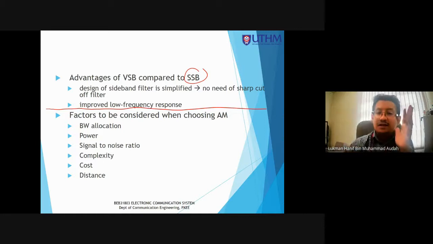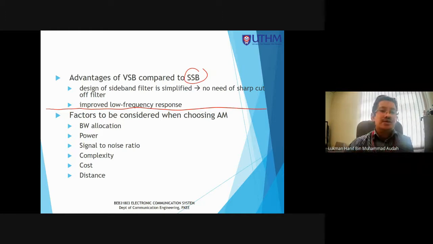Dia punya masalah adalah kalau bandwidthnya kecil. Kalau bandwidth itu kecil, we need a more efficient method to capture that small amount of bandwidth for the single sideband. Tetapi dalam vestigial dia punya sideband agak besar. So dari segi filter design lebih mudah.